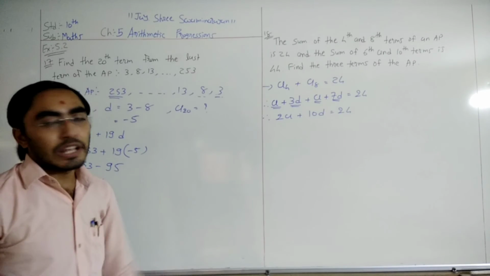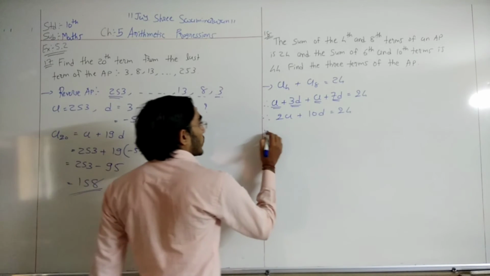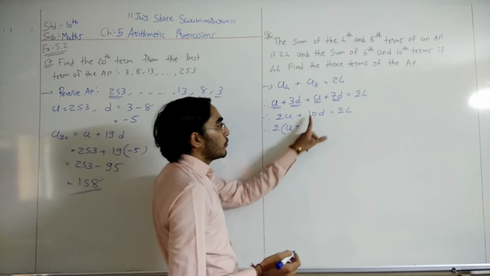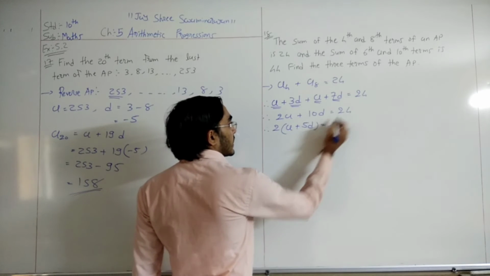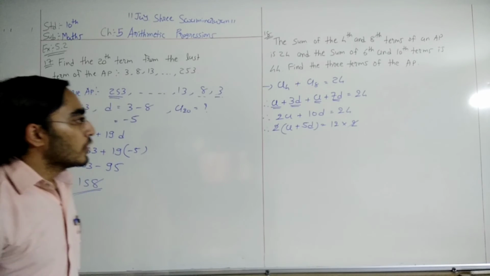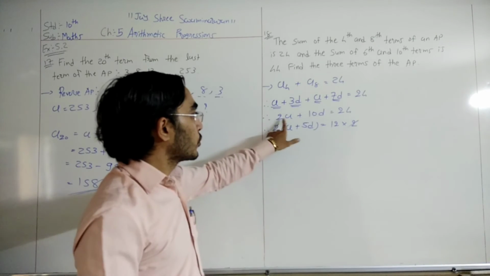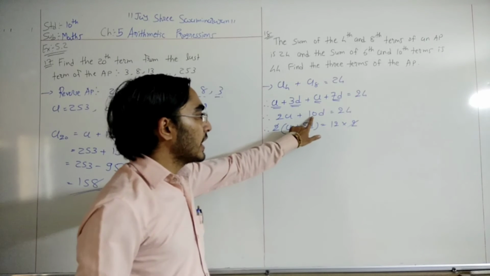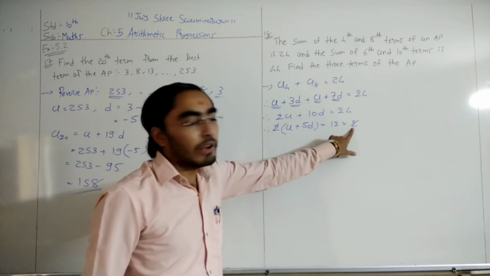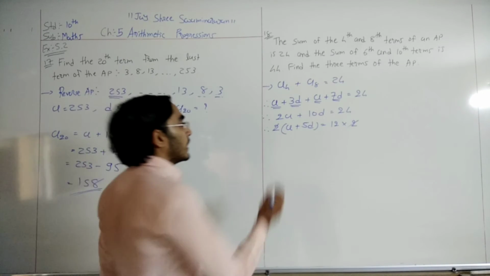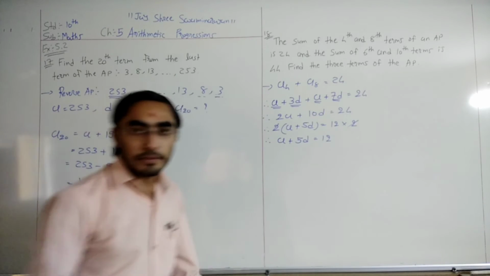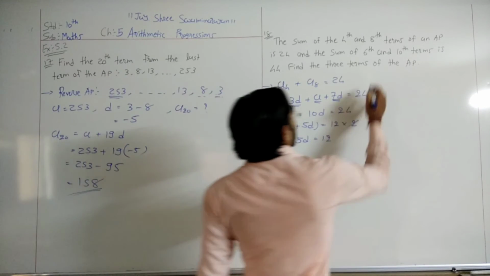Now from here we can take 2 as a common. So take 2 common. Here only A is remaining, and 2 5s are 10, so 5D, and here 24, that means 12 2s are 24, and 2 to cut from both the sides. So finally we have A plus 5D is equal to 12. Okay, this is the first thing.